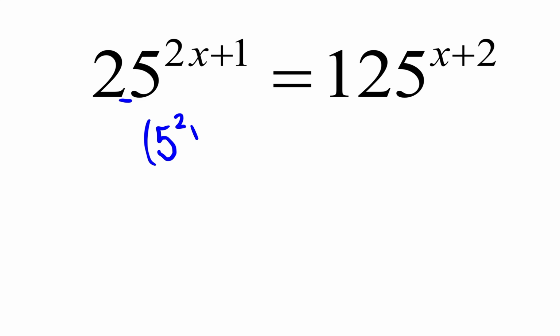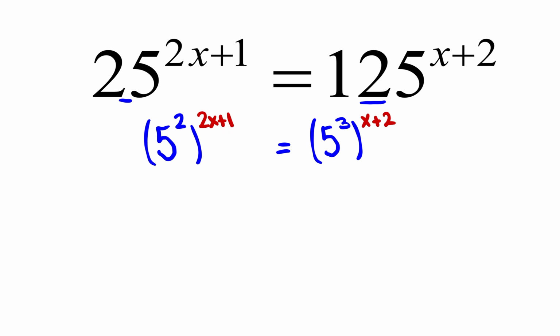We then wrap that in parentheses, and we keep the original exponent, 2x plus 1, equals. Then on the right-hand side, we have the same base that we just spoke about, 5, and we ask ourselves, 5 to the what power will give us 125? Well, 5 to the third power will give us 125. We then write down the original exponent, x plus 2.